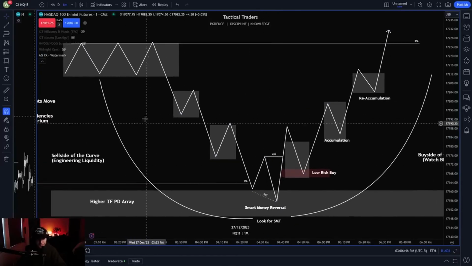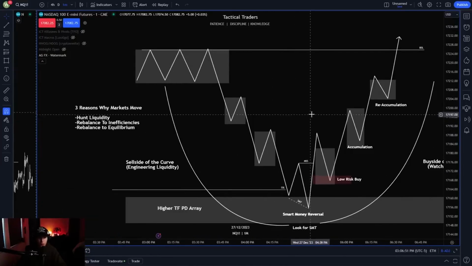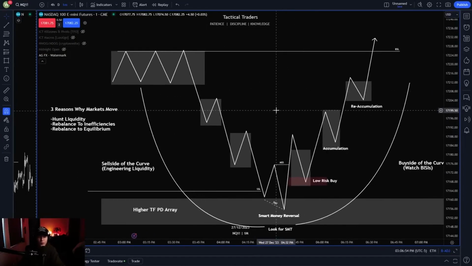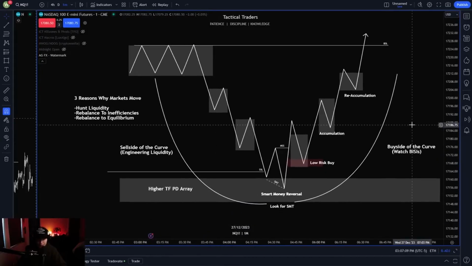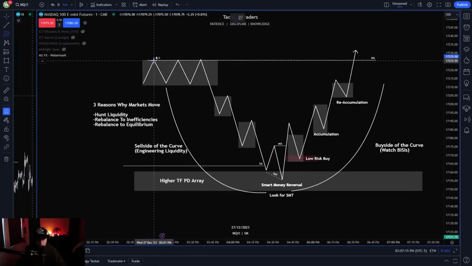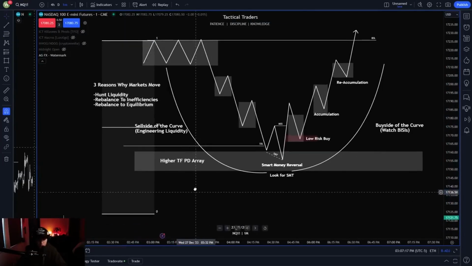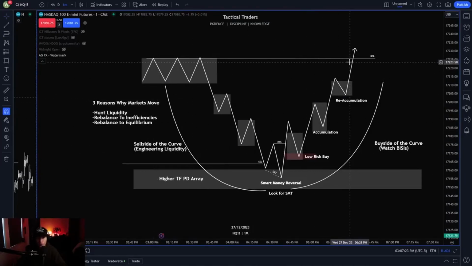Now, going back to the sell side of the curve here, why is it that we are actually doing this? Going back to the 3 reasons we talked about, why are we even selling off in the first place? Number 1, to hunt liquidity. We're selling down to go hunt some form of sell-side liquidity. We're also rebalancing to an inefficiency, which is the higher time frame PD array, and potentially we could also be rebalancing to a bigger time frame equilibrium, which could be, if I was going to draw out a range, something like this from a recent low that we had down here, which now we are rebalancing to equilibrium of that range before continuing higher.